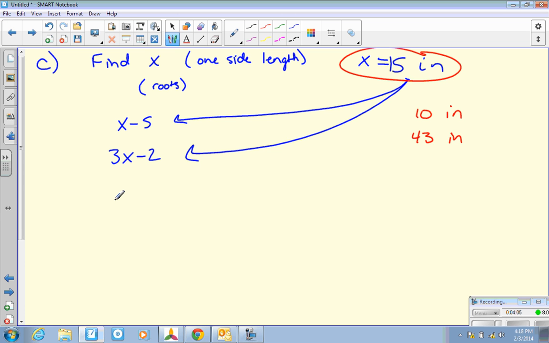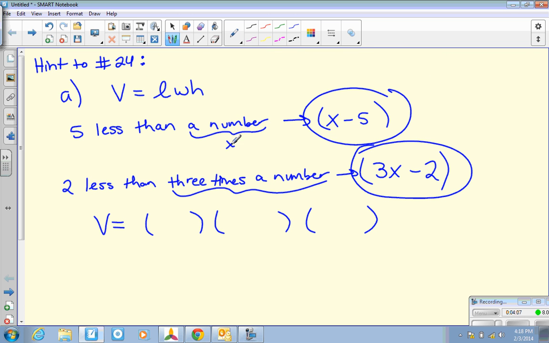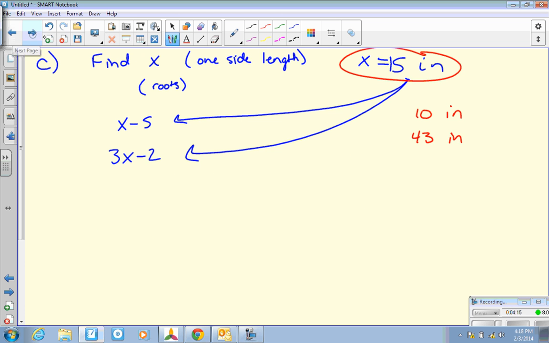Think of it in terms of a polynomial. So you're going to have to write your polynomial from a word problem, and then eventually you're going to have to set that equal to 0 and solve for x.